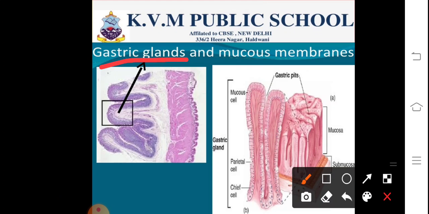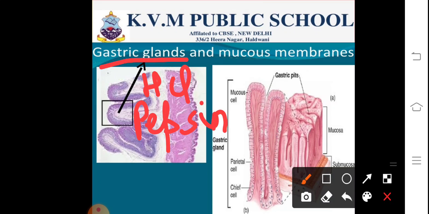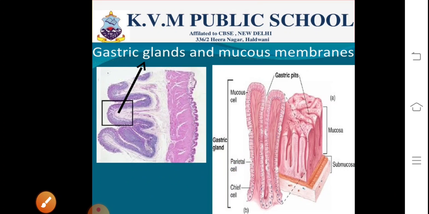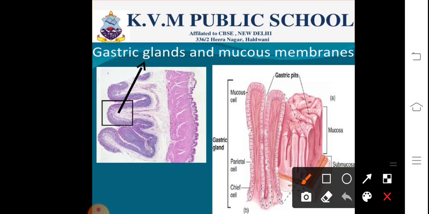The gastric gland secretes HCl, the enzyme which is required for digesting the protein, that is pepsin, and the substance which brings about lubrication, what is referred to as mucus. So we can see the presence of mucus cells which provide lubrication to the food, and they will actually provide lubrication to the walls of the stomach.